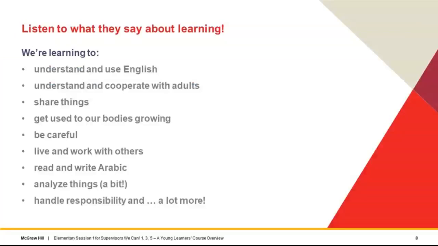Okay, these are some of the things that young learners are saying about learning. We're learning to understand and use English. Notice that they're interested in understanding and using English. They're not so interested in learning about English. We're learning to understand and cooperate with adults. It's not very easy for children to cooperate with adults. If you, in a sense, lower yourself, or if you sit in the middle of a crowd of adults, and you're the only person seated, and you have to look up all the time, you begin to understand and appreciate how children feel. We're learning to share things with other people.